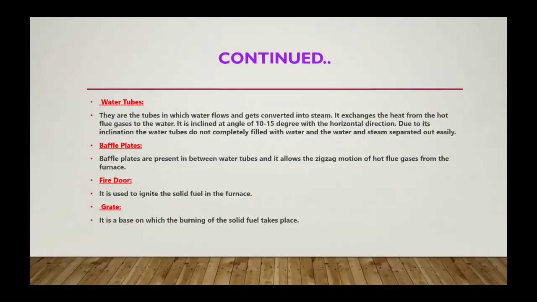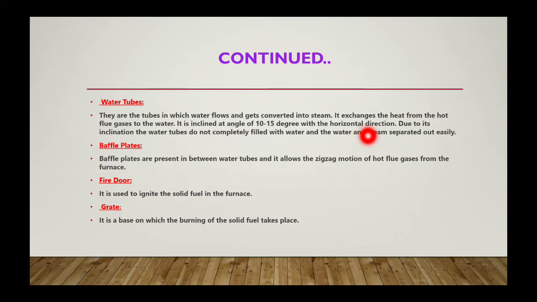Now the water tubes. They are the tubes in which the water flows and gets converted into steam by the help of flue gas, and it transfers the heat from the hot flue gas to the water by radiation process. It is inclined at an angle of 10 to 15 degrees with the horizontal direction.